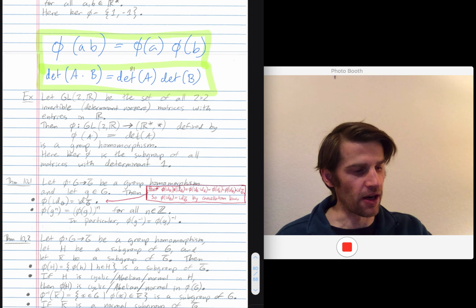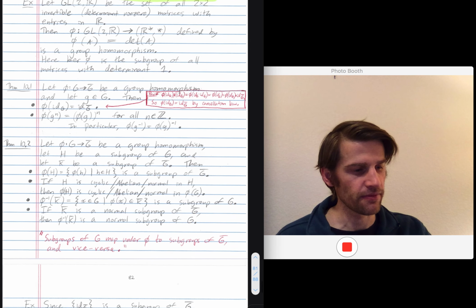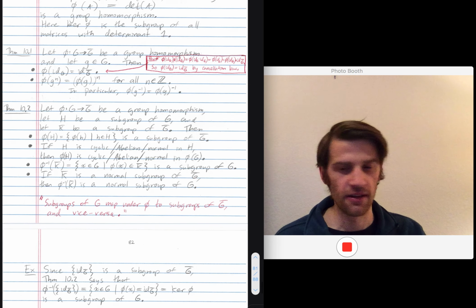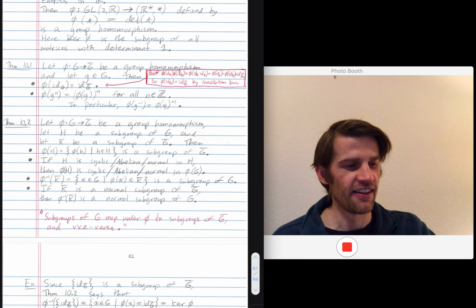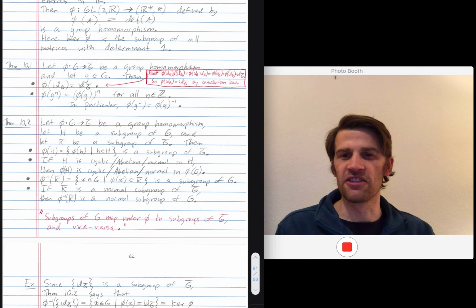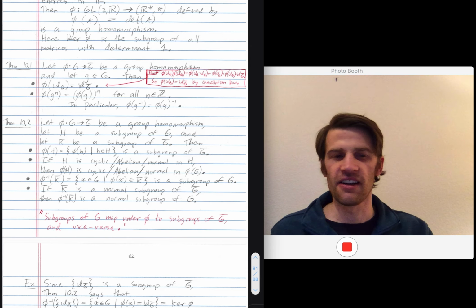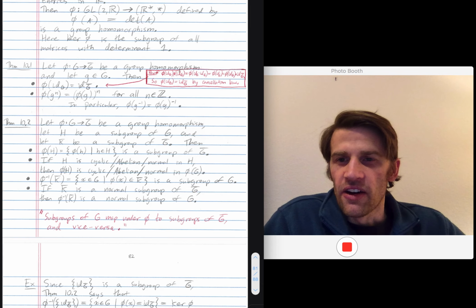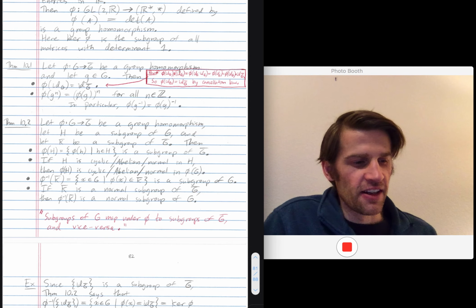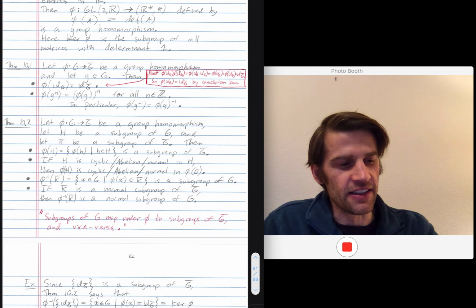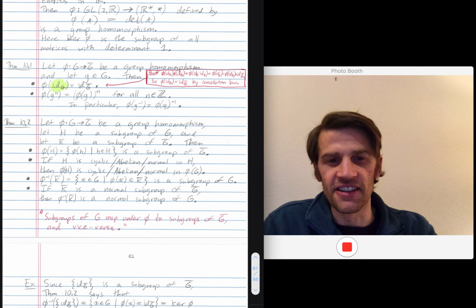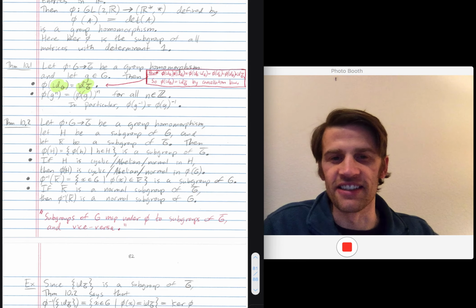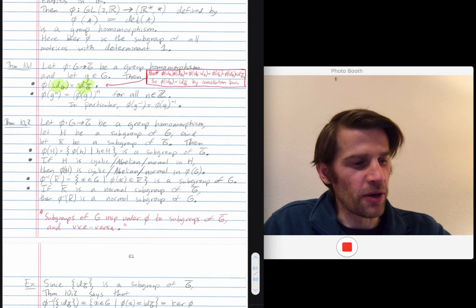Some properties about homomorphisms. Let phi be a group homomorphism from G to G bar, and let G just be an element in our group. We have two properties. The first property is that the identity in G gets mapped under this homomorphism to the identity in G bar. I can give you a quick proof of that. It's right here. Let me zoom in on this.